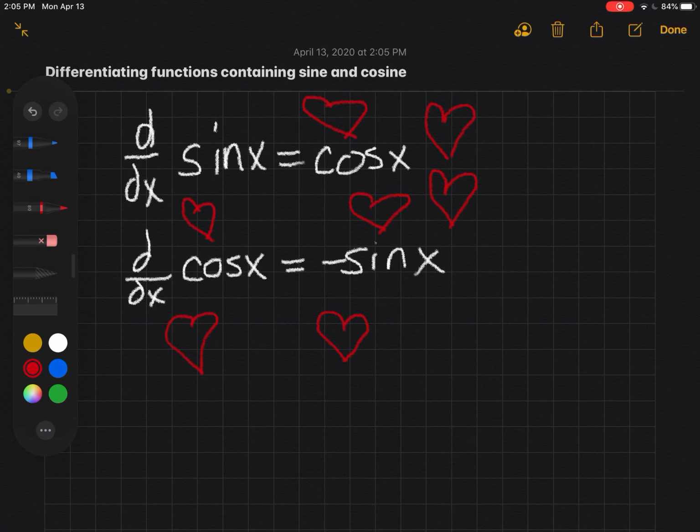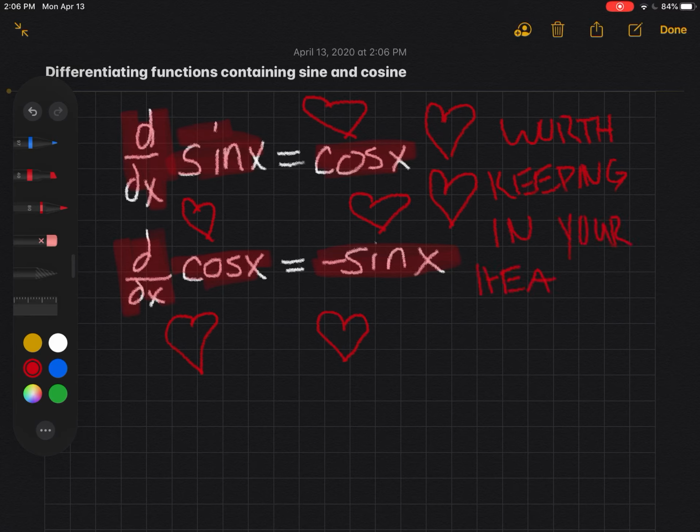Welcome back, Calculus. In this video, I'm going to do some examples on how to differentiate functions that contain sine and cosine, and through those examples I think you're going to learn a little bit more about it. I drew these cute little hearts all around our basic facts because to do derivatives that involve sine and cosine, we have to remember that the derivative with respect to x of the sine of x is cosine of x. And the derivative with respect to x of cosine of x is negative sine of x.